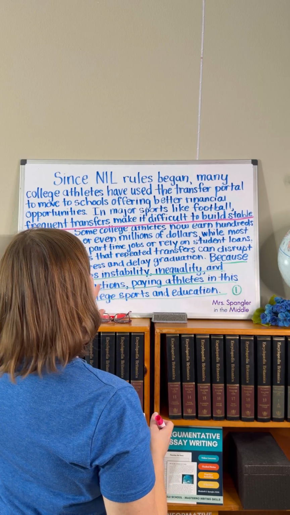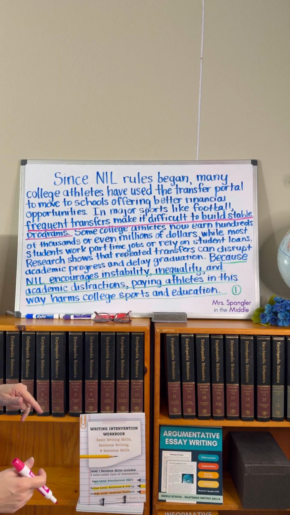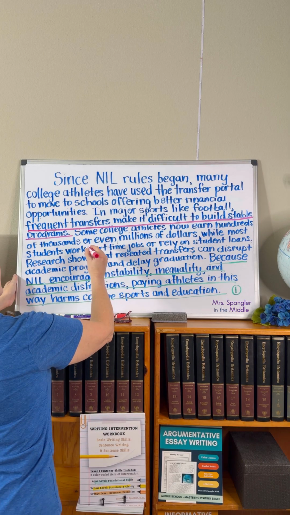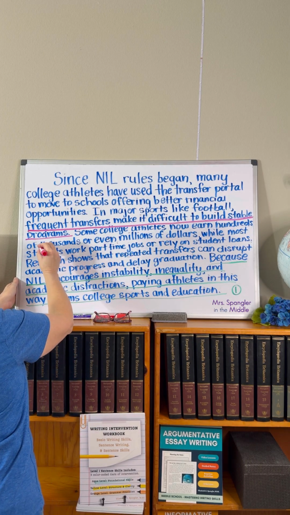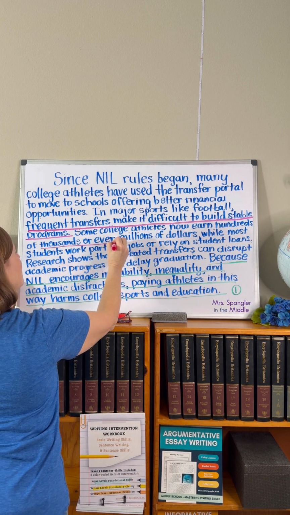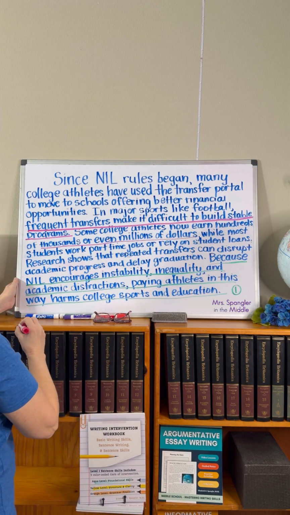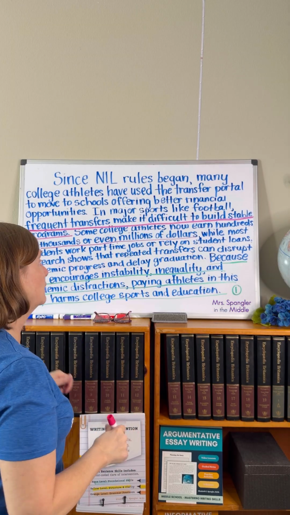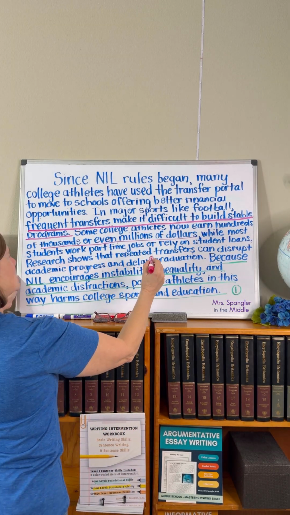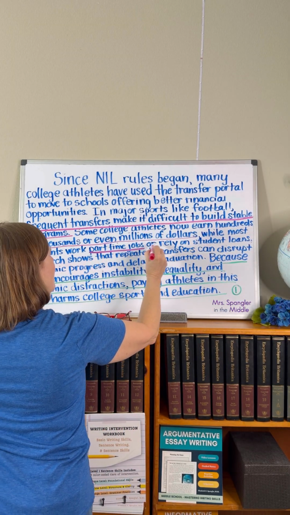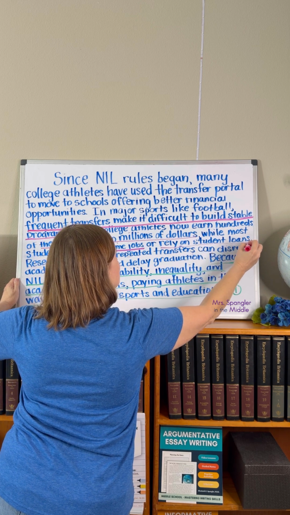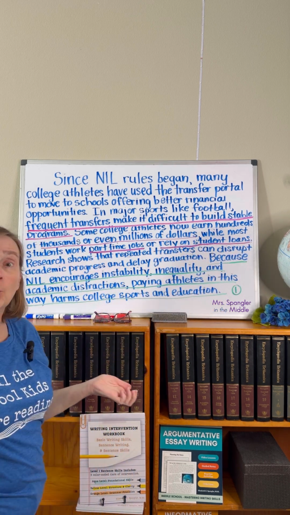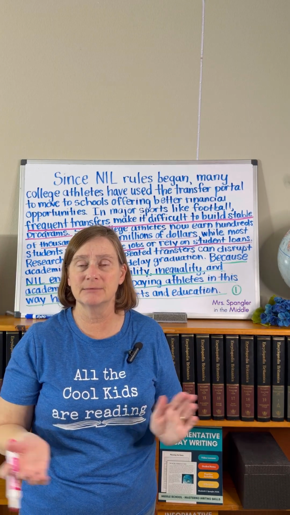Now, what about inequality? Well, some college athletes earn thousands or even millions of dollars, while most students rely on part-time jobs or even student loans. So here we go, part-time jobs, student loans. That shows sort of the inequality, or maybe even a better word would be imbalance.